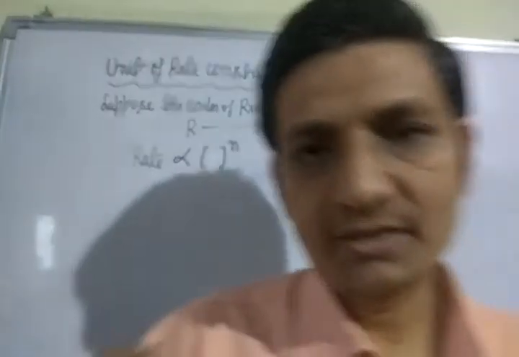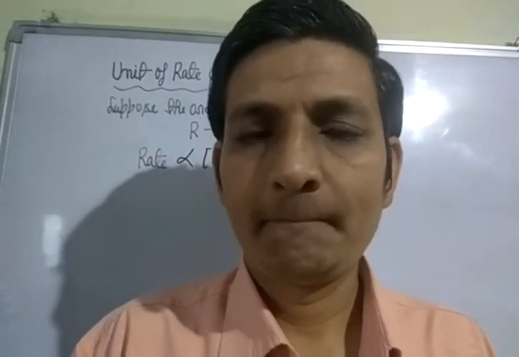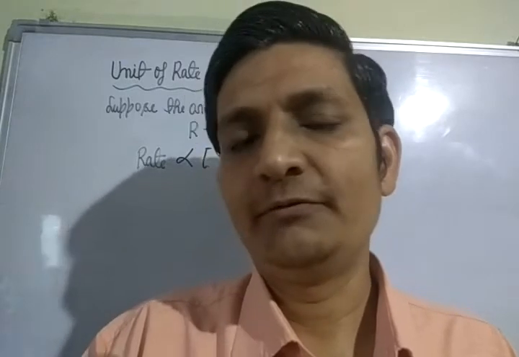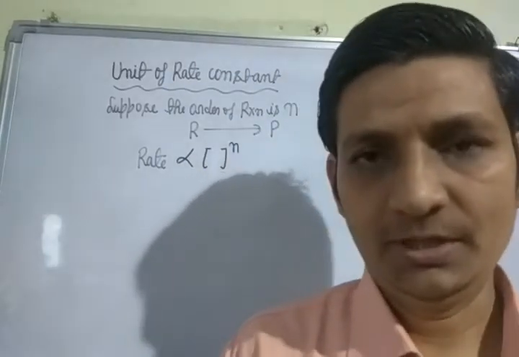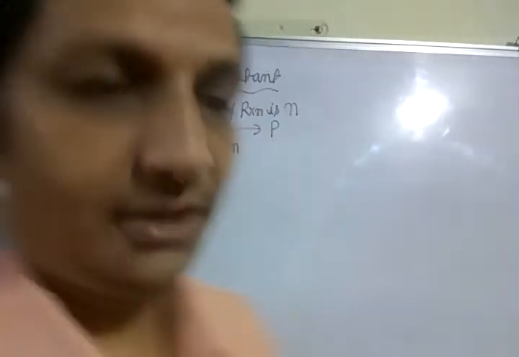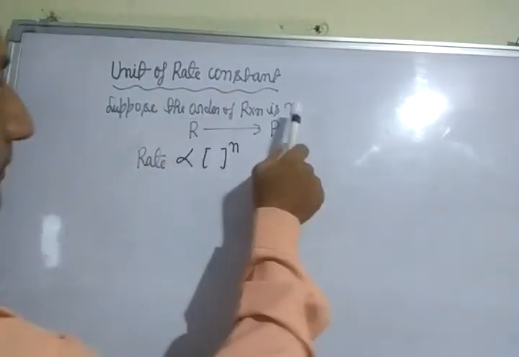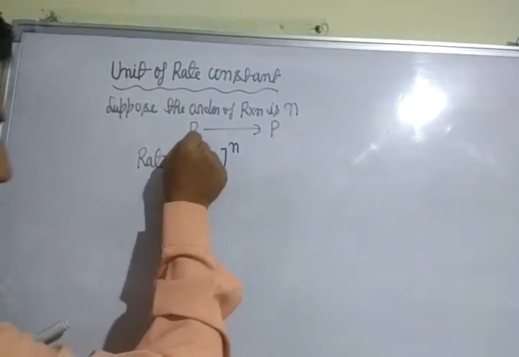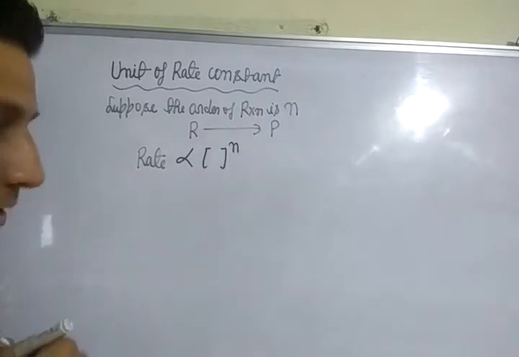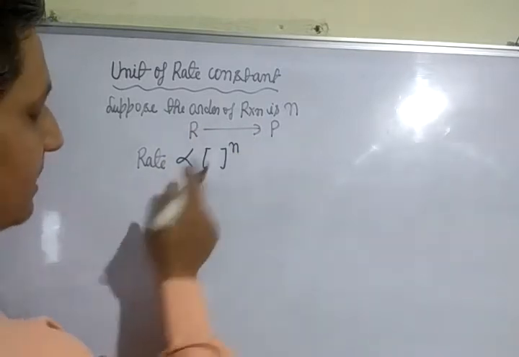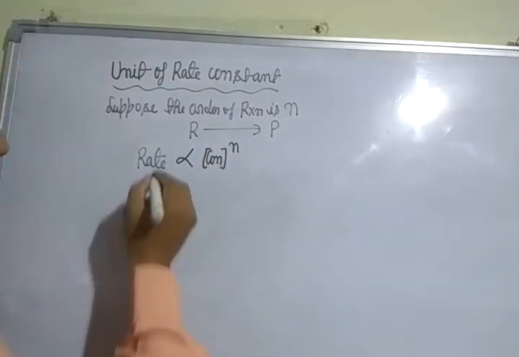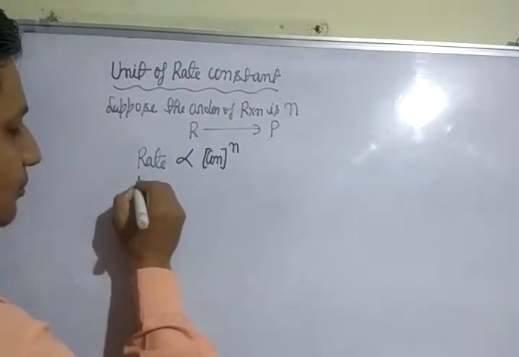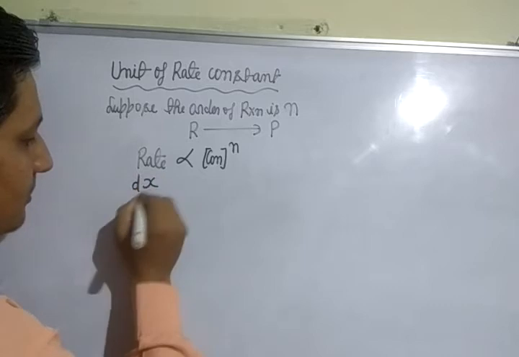Today we will discuss the unit of rate constant for gaseous equations. So I am telling you the unit of rate constant. Look here. Suppose the order of reaction is n. This reactant is converted into product. You know very well rate is directly proportional to concentration to the power n. Now rate is denoted by dx upon dt.